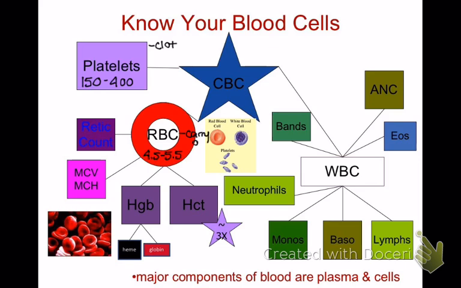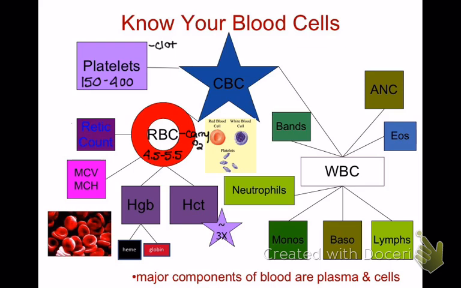Then there's red blood cells. Red blood cells should be 4.5 to 5.5, and they carry your oxygen. If you don't have enough red blood cells and you're not able to carry oxygen, that's when your tissues and your cells can't function because they're not getting enough oxygen.